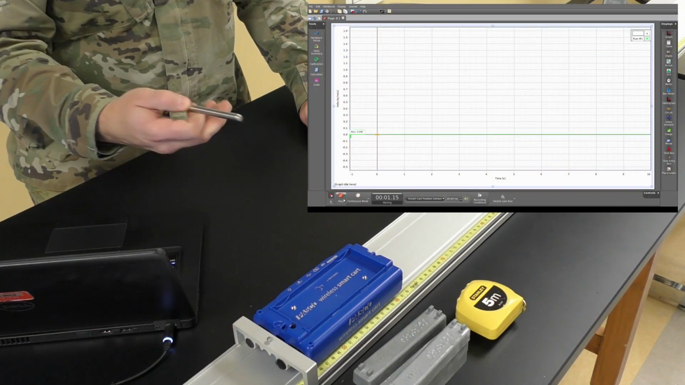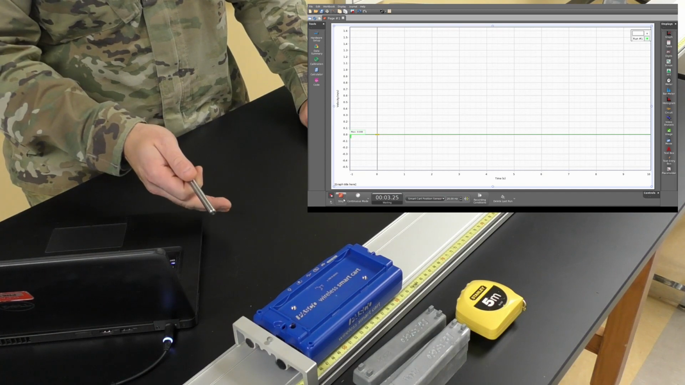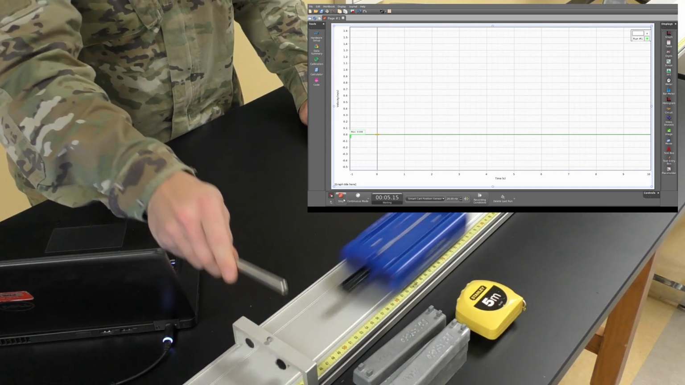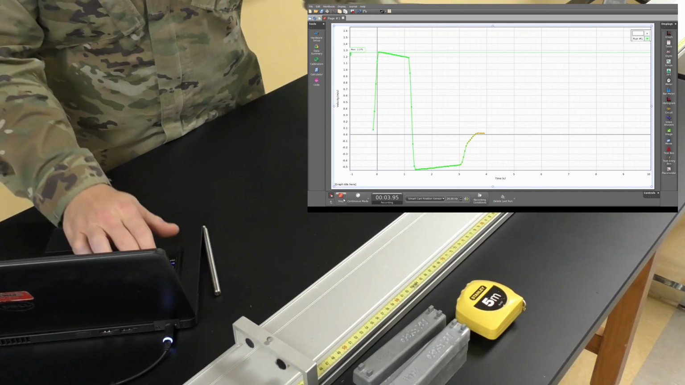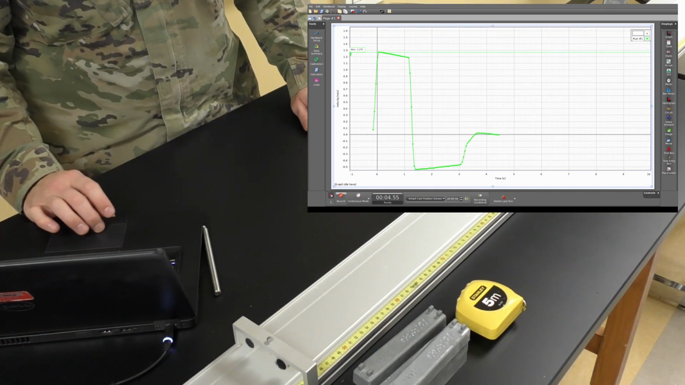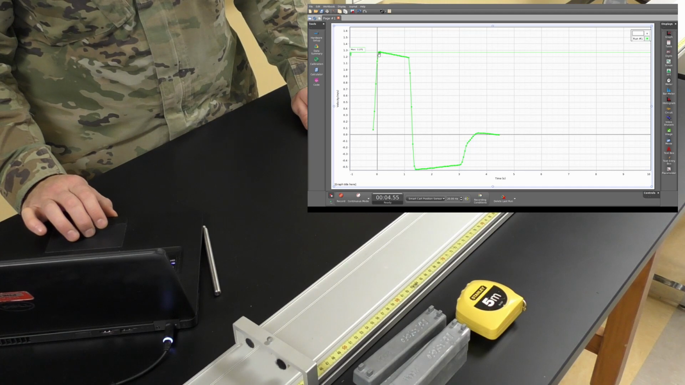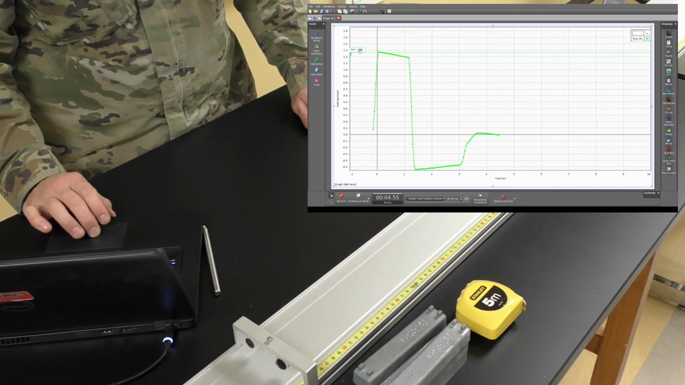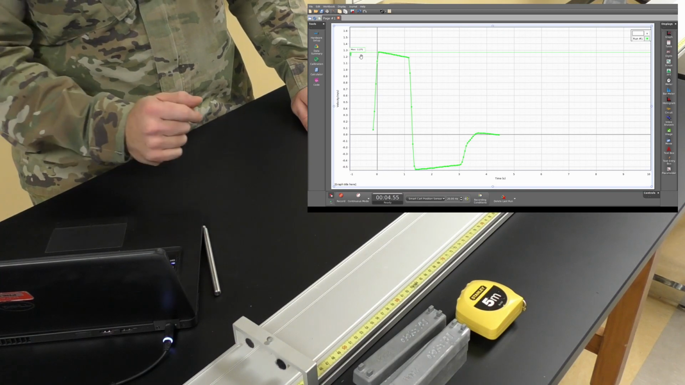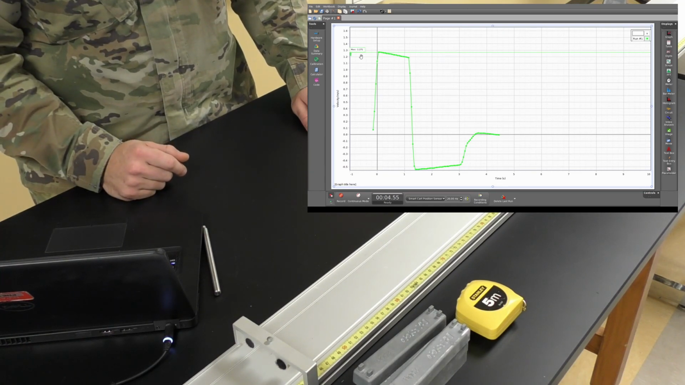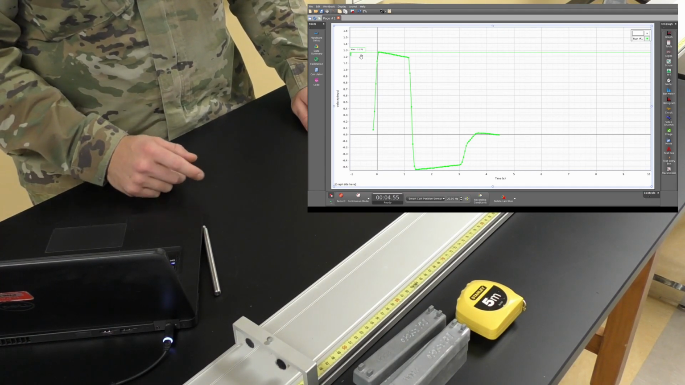And now Pasco Capstone is waiting for my cart to move, so I'm going to release the spring. Stop the cart, stop the recording. All right, and now on Pasco Capstone, I can pick off the maximum value. And for this trial, I would say that I have a maximum speed of 1.271 meters per second.